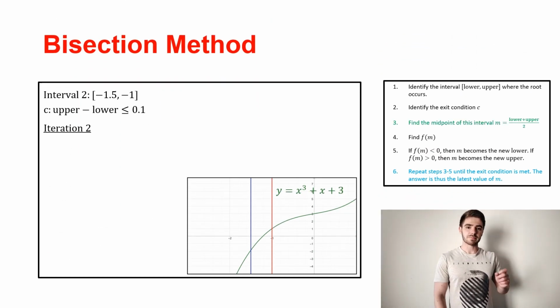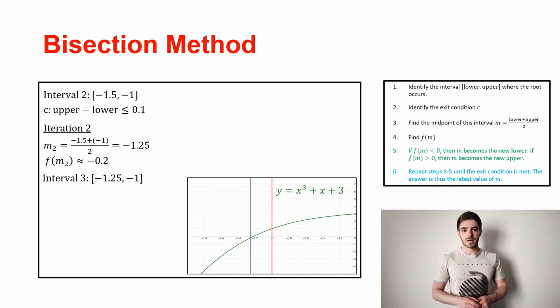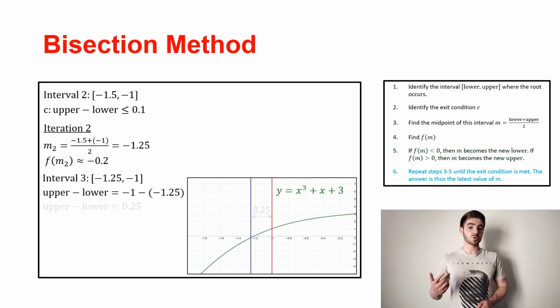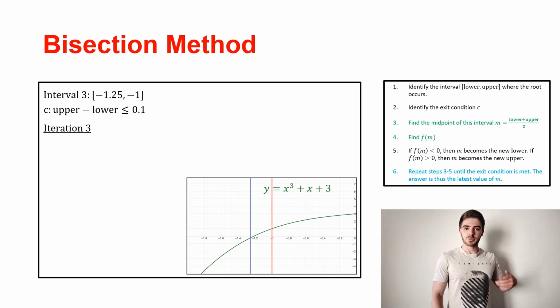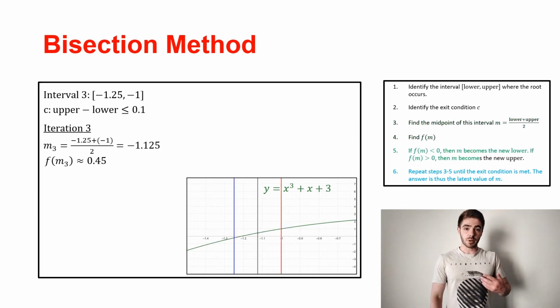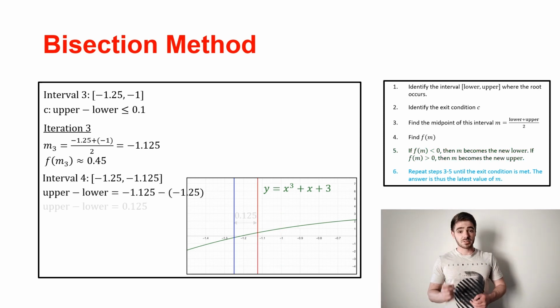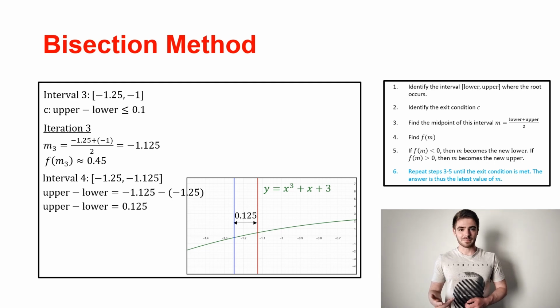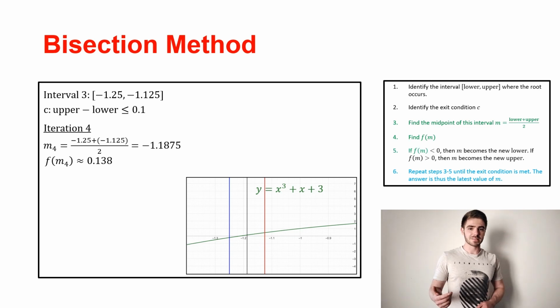So once again, we'll find the midpoint, this time using the new interval. We then test that solution and update our interval accordingly. f of m is negative, hence it's going to become our new lower bound. And again, we'll test our exit condition. 0.25 is still greater than 0.1, so we're going to do a third iteration. So we find and test our new midpoint, but this time f of m is positive, so m will become the new upper bound rather than the new lower bound. We test the exit condition and find that once again, the condition isn't met. One iteration left. Doing one more iteration finally reaches our exit condition.